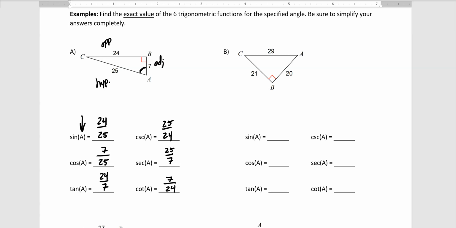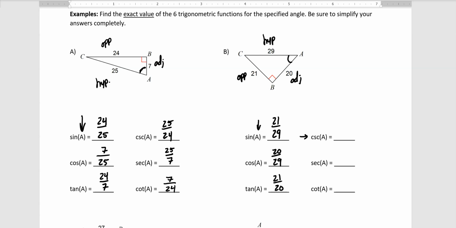All right. Looking at letter B, we again have triangle ABC, and once again we want to find the ratios for angle A. So we have our opposite, we have our adjacent, and we have our hypotenuse. So sine is opposite over hypotenuse, 21 over 29. Cosine is adjacent over hypotenuse, 20 over 29. And tangent is opposite over adjacent, 21 over 20.